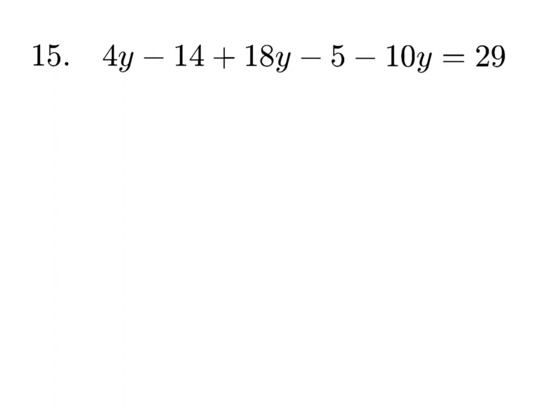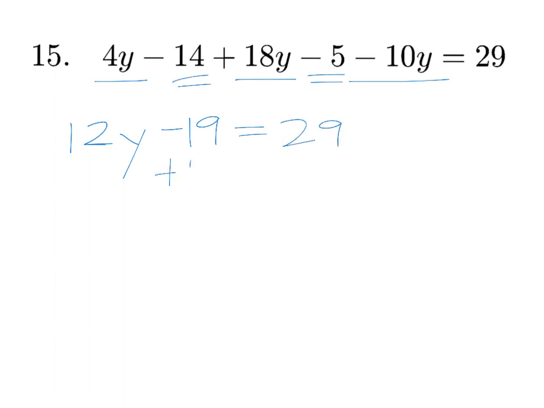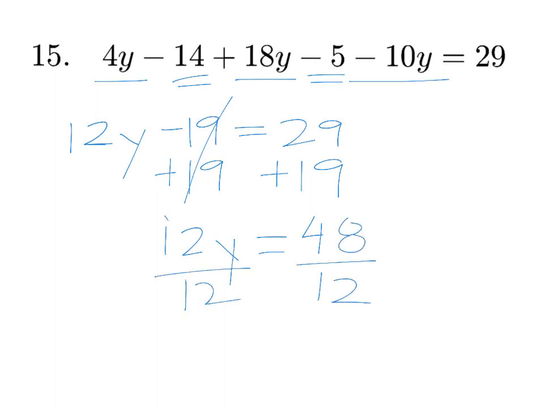For the next one, combining like terms, I have 4y, 18y, negative 10y. That's going to give me negative, oh no, it's just 12y. Yep. Minus 19 is equal to 29. All right, now I'll add 19. That gives me 12y is equal to 48. If I divide by 12, then I get y is equal to 4. Done.